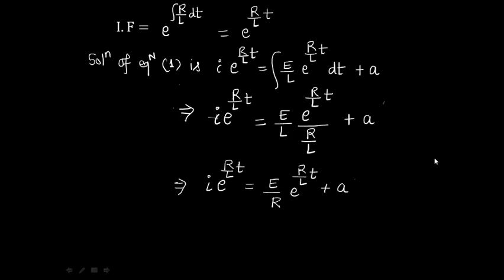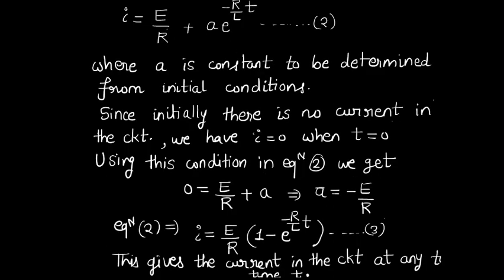Simplifying it further on the same line, we reach this kind of simplification. This simplification we have discussed just a few minutes before. So we have obtained this type of equation. Now this involves the arbitrary constant, which we will find by applying the initial condition. What is the initial condition? I is equal to 0 when t is 0. This is given by default in the circuit, because initially there is no current in the circuit. Apply this condition, put I as 0 and t as 0 in equation number 2. You will find A is equal to minus E by R.